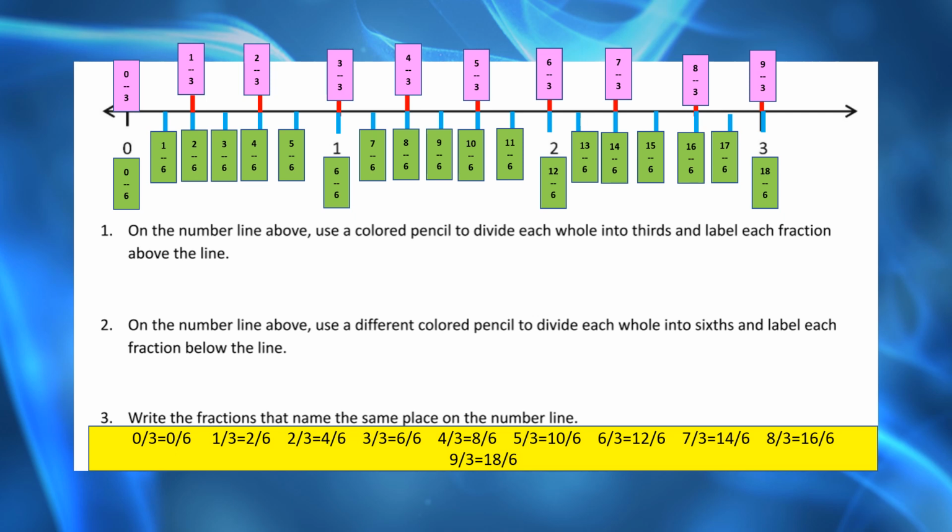And number 3 says write the fractions that name the same place on the number line. And here it is here. Now, if you need to pause your video to make sure that you have everything written down, go ahead and do so now.